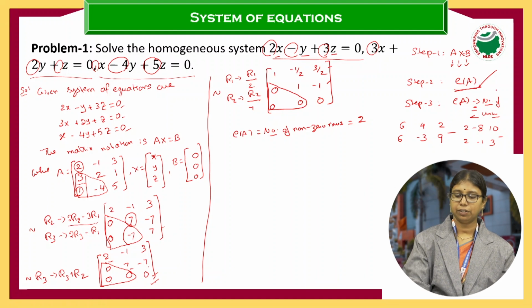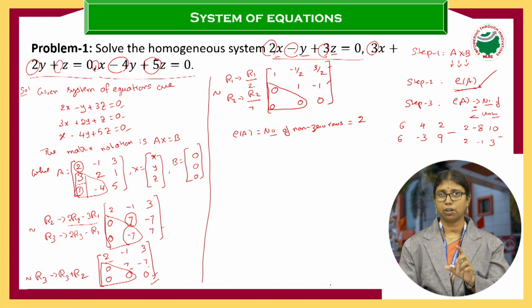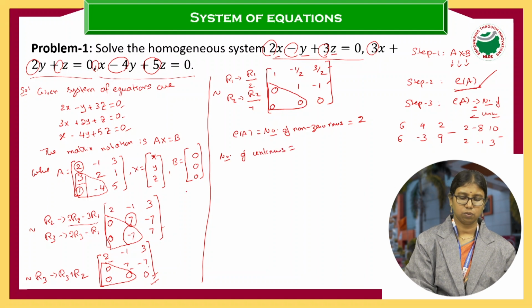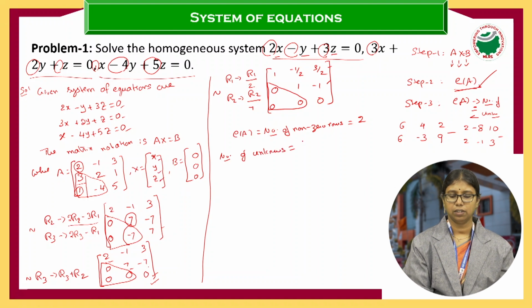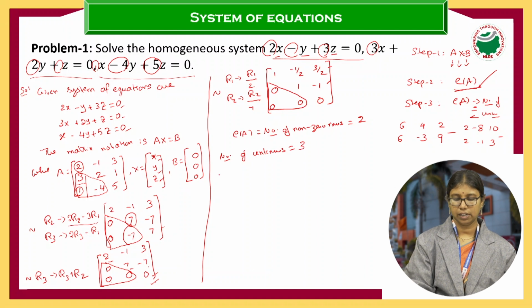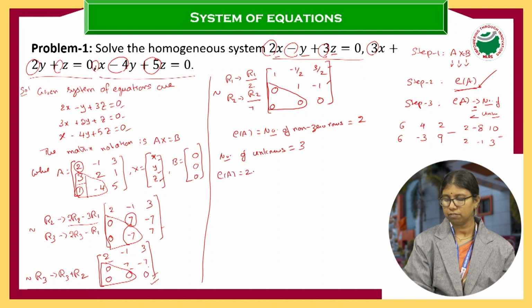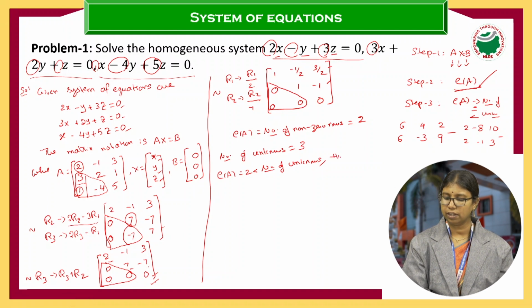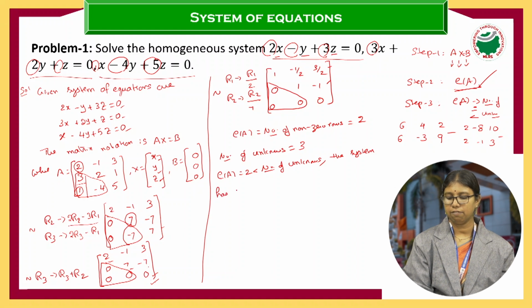In step 3, you have to compare the rank value with the number of unknowns. How many unknowns do we have here? The unknowns are X, Y, Z. Totally I have 3 unknowns. Now what is the relation we are getting? Rank is 2, which is less than the number of unknowns. So since the rank is less than the number of unknowns, the given system has an infinite number of solutions.